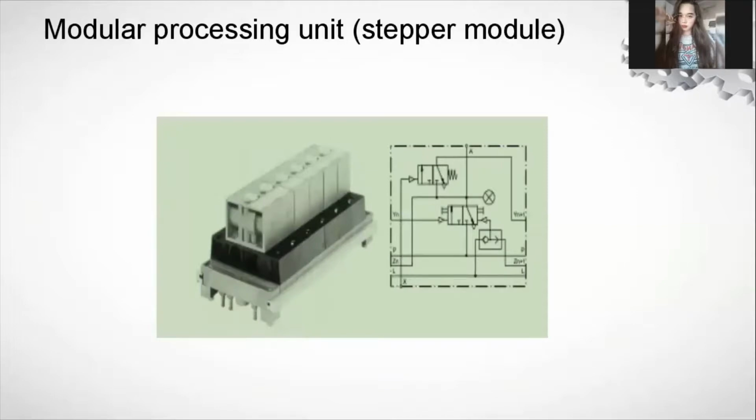The modular processing unit or stepper module is switched through the AND function when a signal is applied to both inputs, that is, both inputs are 1. If different pressures are applied to the two inputs, then the lower pressure reaches output 2.